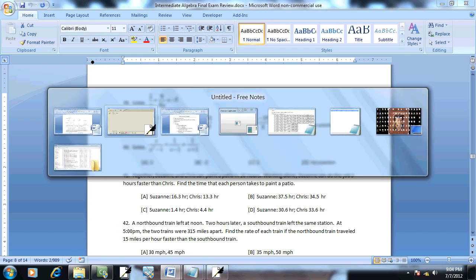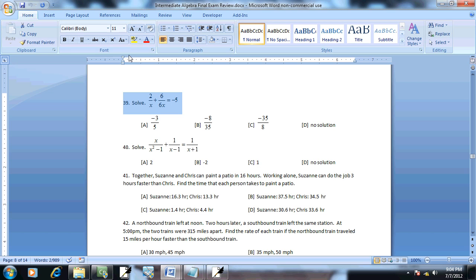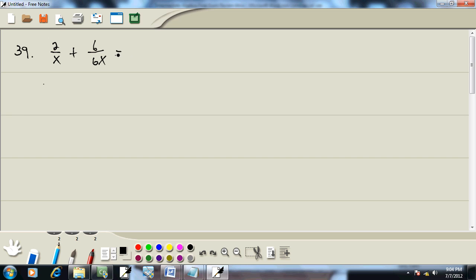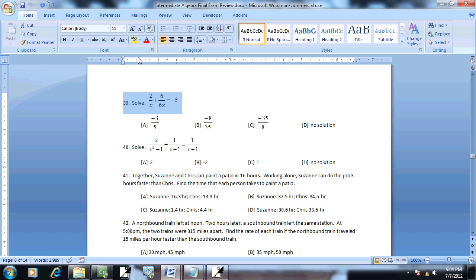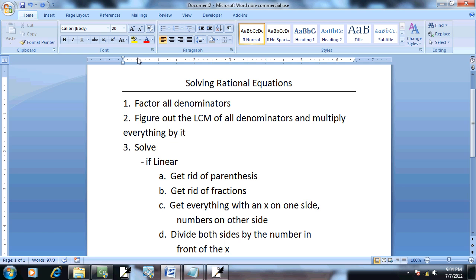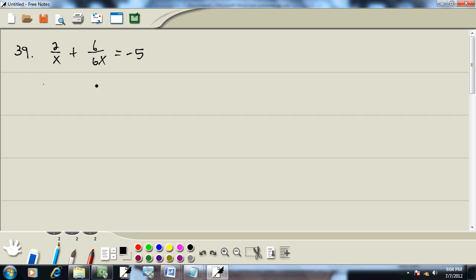Plus 6 over 6x equals negative 5. Now this one has a little bit of a shortcut to it that I'm going to ignore. You notice how this is 6 here and 6 here? Those would cancel. You'd have 1 over x. And then since they have the same denominator, you could add them together and get 3 over x. Anyway, I'm ignoring those shortcuts. I like steps that work 100% of the time when I'm showing students, because they don't see those shortcuts all the time.